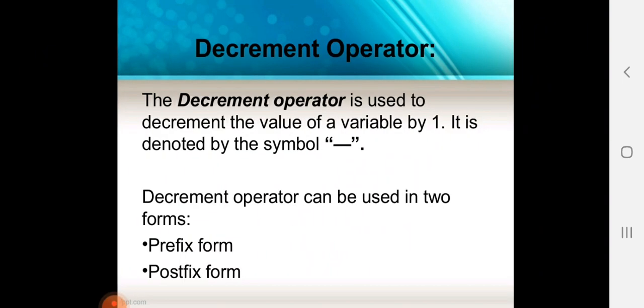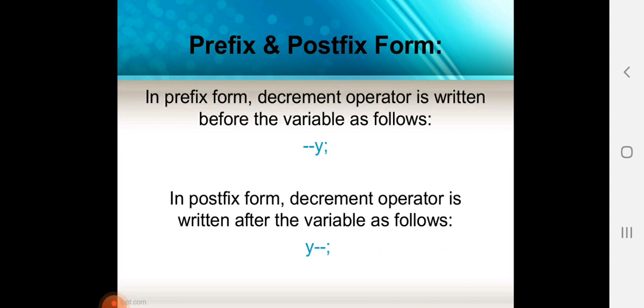And what is meant by decrement operator? It is used to decrement the value of a variable by 1. It is denoted by the symbol minus minus. It also contains two forms, prefix and postfix. So in prefix form, the decrement operator is written before the variable. In postfix form, the decrement operator is written after the variable.